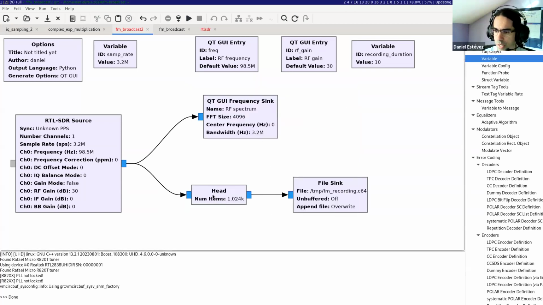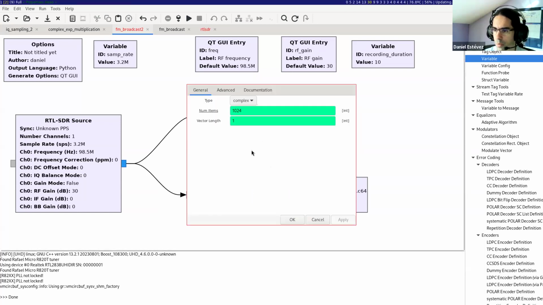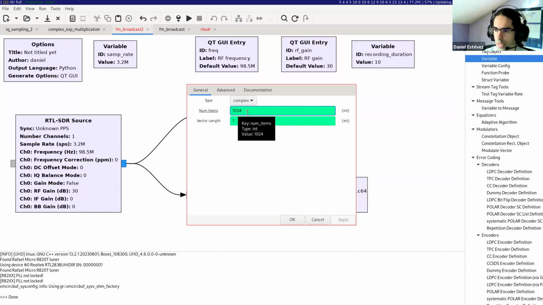So in the same spirit, this head block only outputs the first n samples. For example, head 1024 means the block will only output the first 1024 samples. And then it will say, I'm done, please stop the flow graph. So to record for 10 seconds, what we need to do is multiply the sample rate, which is the number of samples per second, times the recording duration.